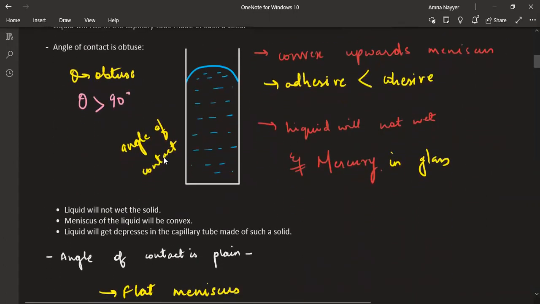Angle of contact will be obtuse. See here, if you drop a tangent, the angle is greater than 90 degrees. This is an obtuse angle of contact for convex upwards. Here adhesive forces will be less, meaning the container will not be wetted. Take mercury in glass: cohesive forces. The mercury-mercury bond is so much stronger than the mercury-glass bond that mercury pulls all the molecules away.